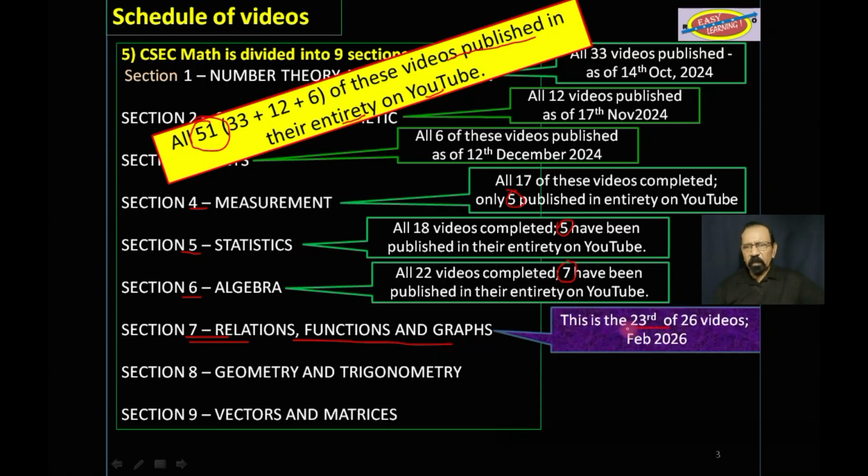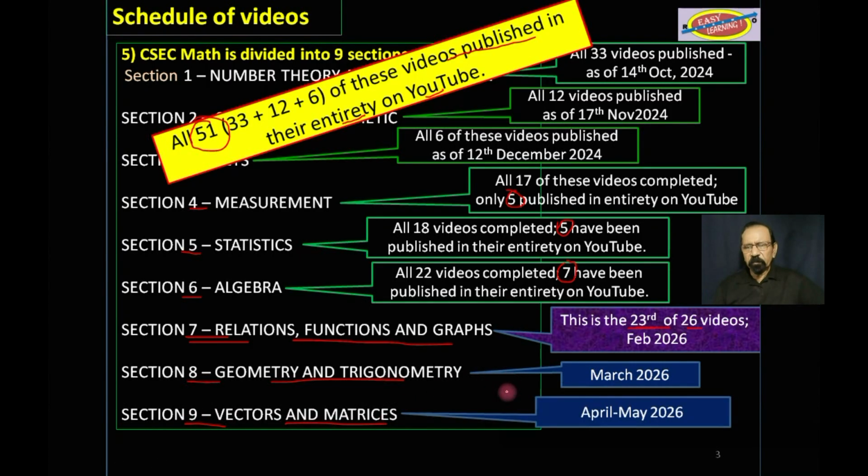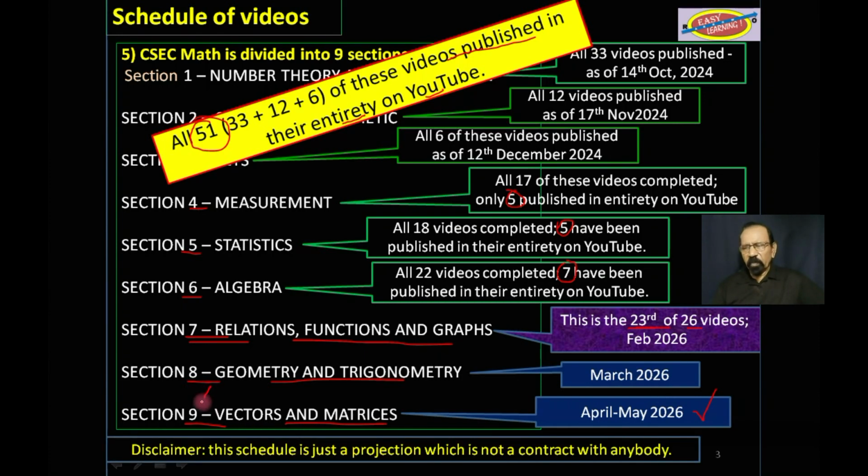This is the 23rd of 26 videos. After that, of course, we still have geometry and trigonometry to do, section 8, and then section 9, vectors and matrices. Hopefully by April, May 2026, that will be completed. Please note this disclaimer down here. This schedule is just a projection and it is not to be interpreted as a contract with anybody.